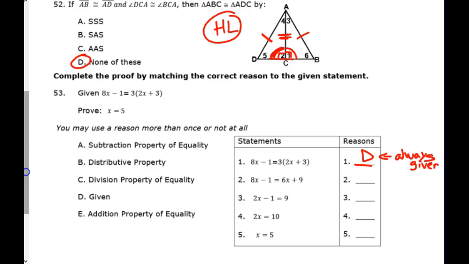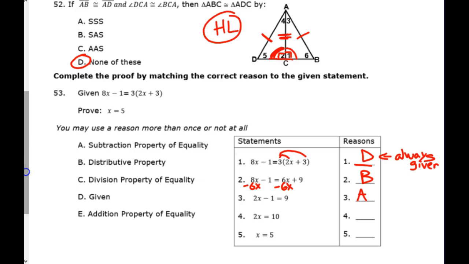Alright, so from step 1 to step 2, I see that those parentheses went away because I distributed that 3. 3 times 2 is 6, 3 times 3 is 9. Distributive property, that would be letter B. From step 2 to step 3, my 2 x's on each side are now 1 x on the left-hand side because I got rid of my smaller x. And what did I do on both sides? The operation is subtraction, so that would be letter A, subtraction property of equality.